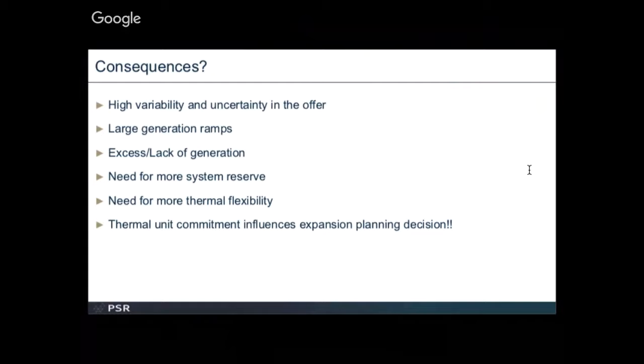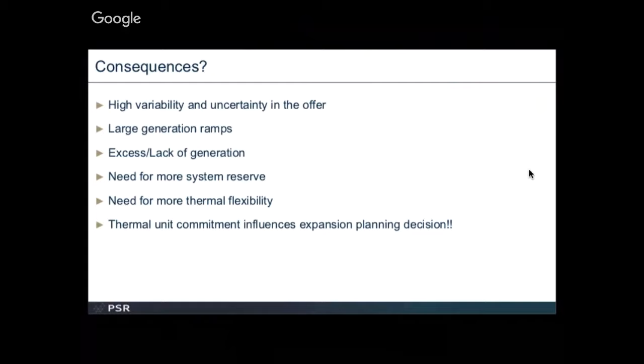So your system may have some hours of excess of generation and lack of generation as well. So this brings the necessity for the system to increase its reserve capability. So we need to have some thermal plants present in the system only for these situations where you have lack of generation because of intermittency and unpredictability of this kind of source. So we need to address that. So you need more system reserve, and you need more thermal flexibility to ramp and to turn on and turn off whenever it's necessary.